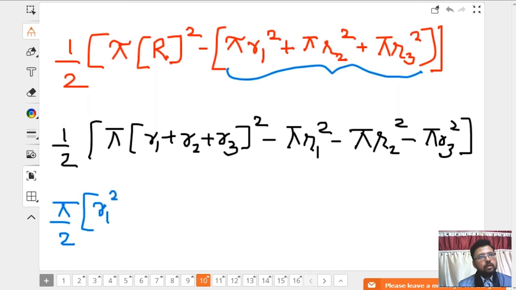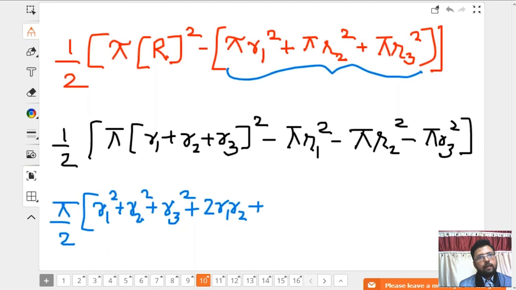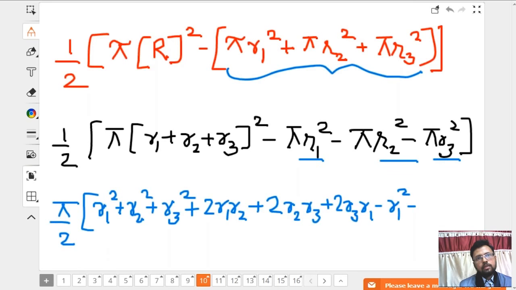R1 square plus R2 square plus R3 square, plus 2R1R2, plus 2R2R3, plus 2R3R1, and minus each of these would be there. So minus R1 square, minus R2 square, minus R3 square.